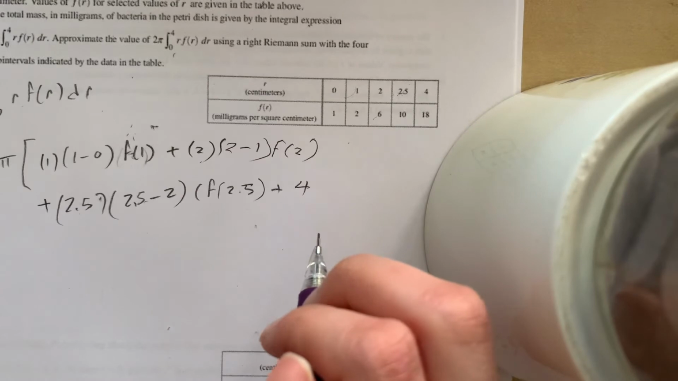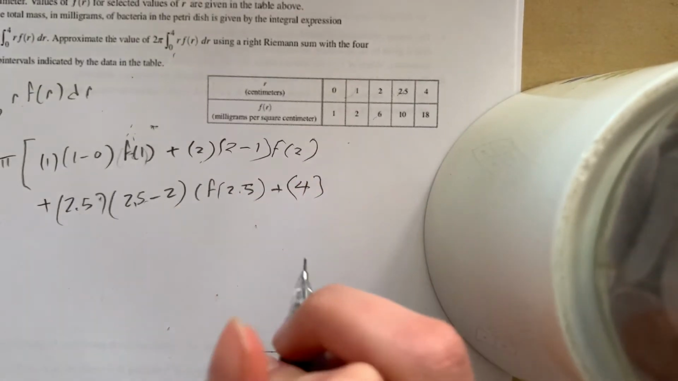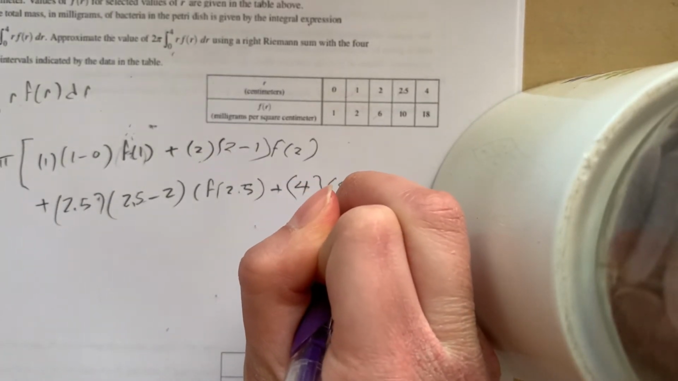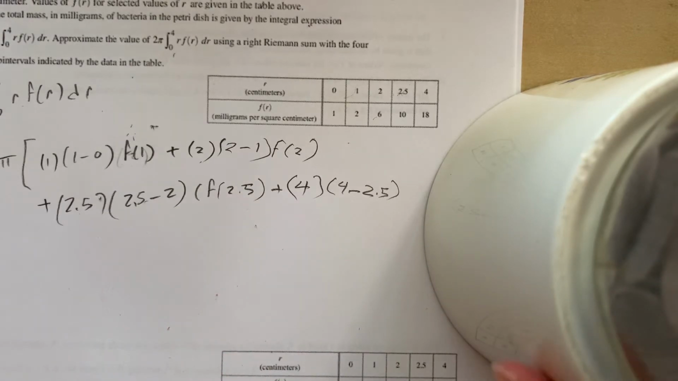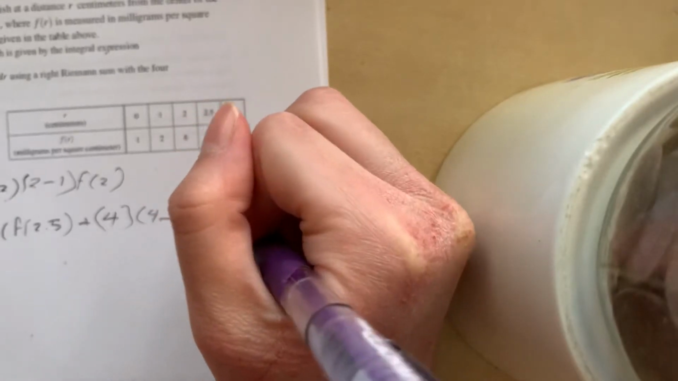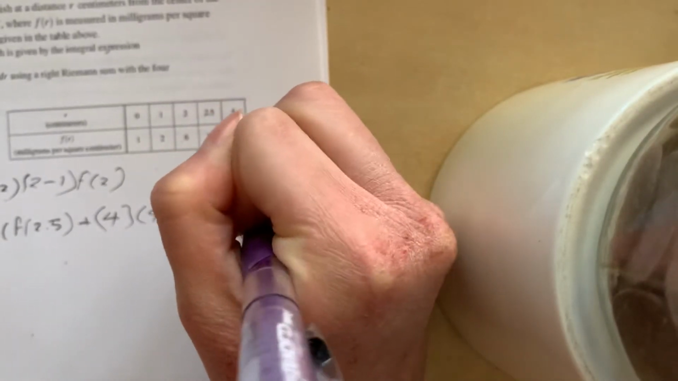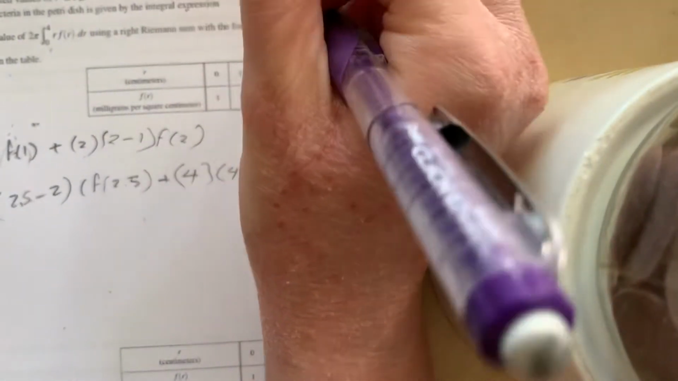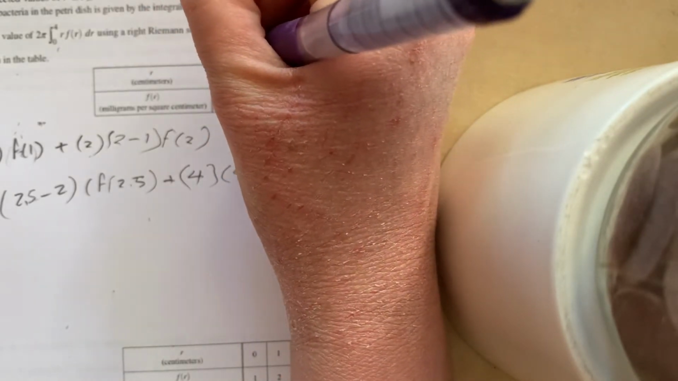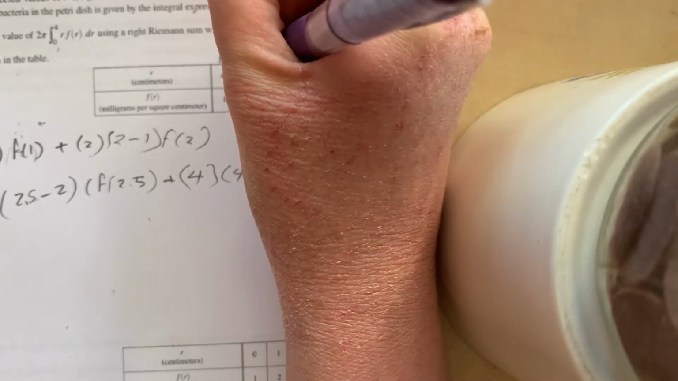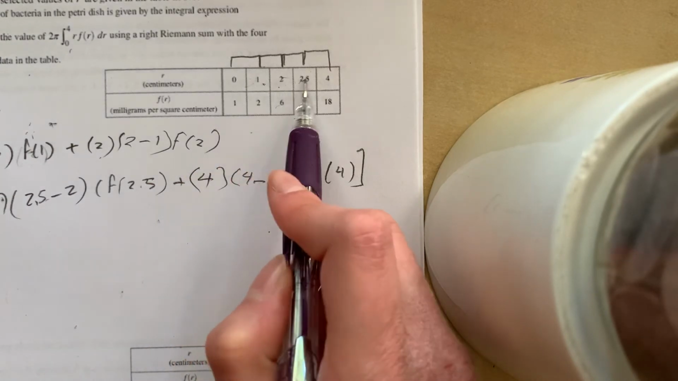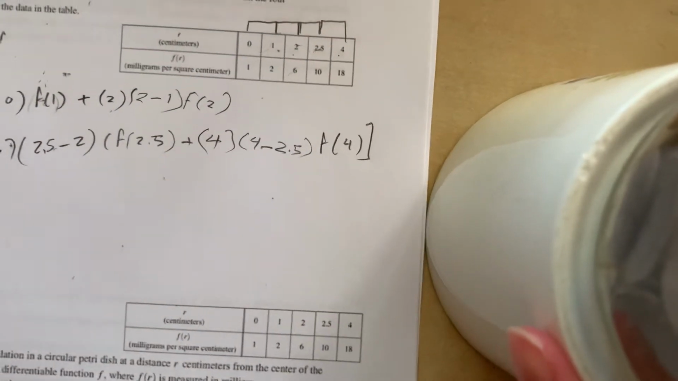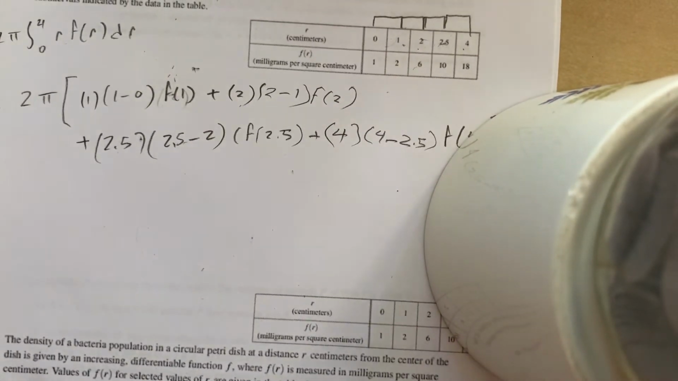Lastly, the last subinterval would be 4 multiplied by 4 minus 2.5, multiplied by f of 4. All right, and since it's a right Riemann sum, we would take the right value of each of these blocks. And then we would further simplify it.